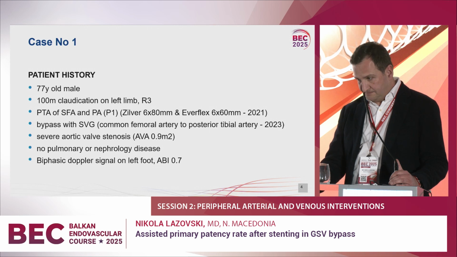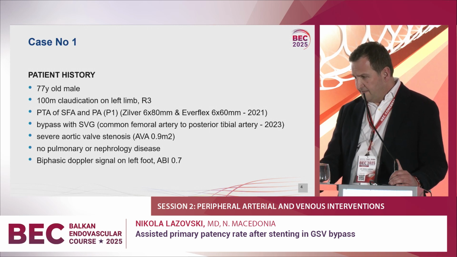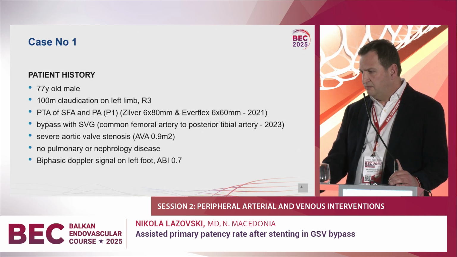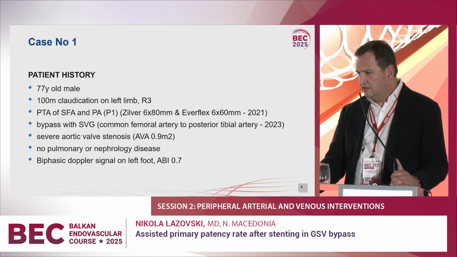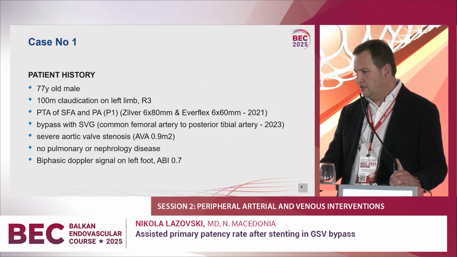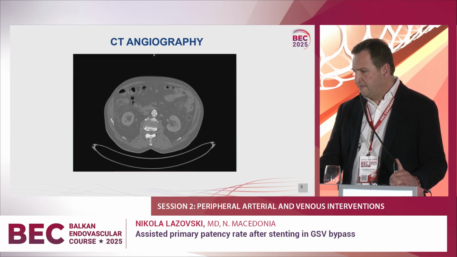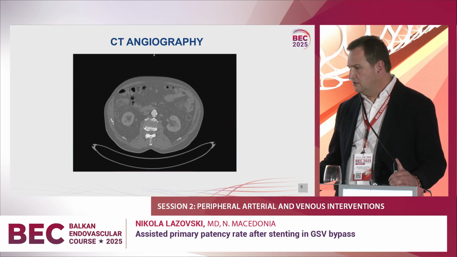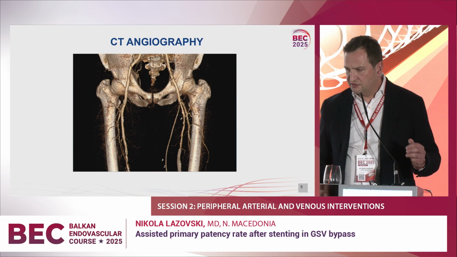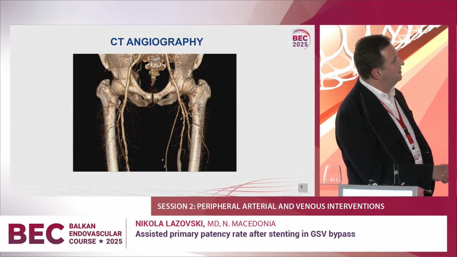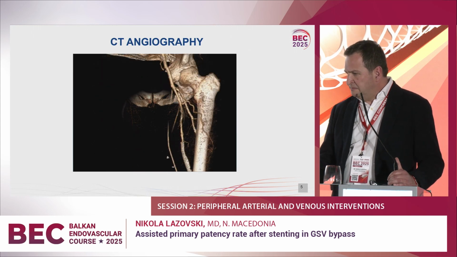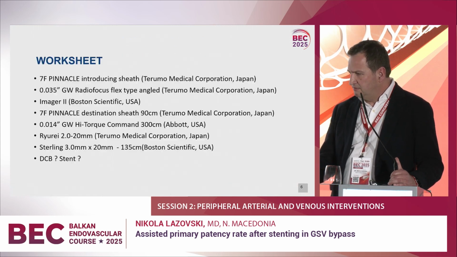There are 3 cases which we treated endovascularly. The first one is a Rutherford 3 class patient with previous SFA and popliteal artery stenting, and after this a bypass with great saphenous vein, and now he has claudications and ABI 0.7. This is the CT angio, but for the sake of time, I'm going further. This is the 3D reconstruction. You can see here an ostial lesion of the great saphenous vein bypass. This is the other projection.